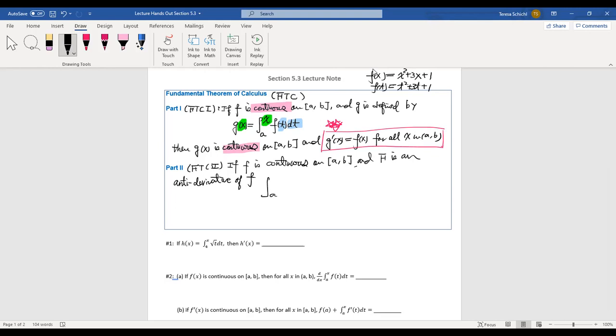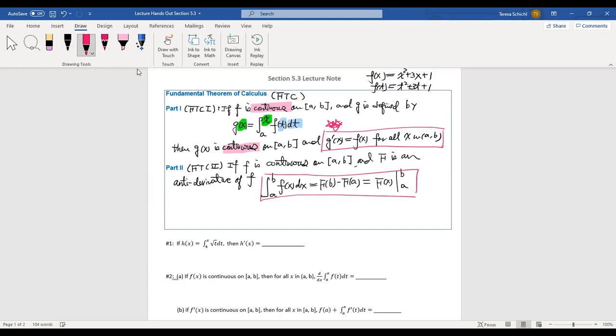Now if you integrate f of x from a to b, you can write it as the antiderivative at b minus the antiderivative at a. Or sometimes people put it in this way, so you can see this notation: capital F of x, with an upper bound and a lower bound here. This is a super important result.